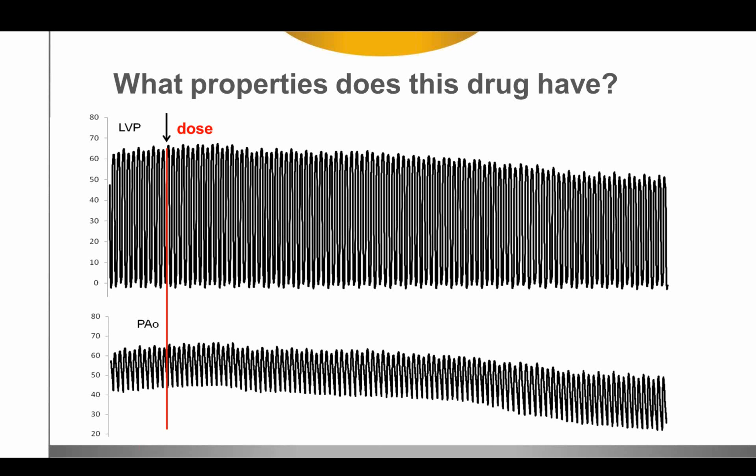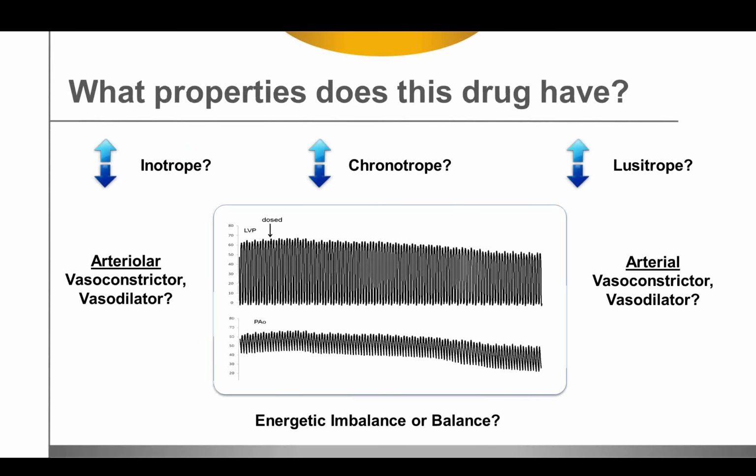And you can see clearly from the left ventricular pressure pulse that the systolic pressure fell after dosing, the aortic pressure fell, and notice the very interesting finding that the systemic arterial pulse pressure towards the end actually increased. That is, the difference between systolic and diastolic was greater, implying that diastolic pressure fell more than systolic pressure. So now, what properties does this drug possess?